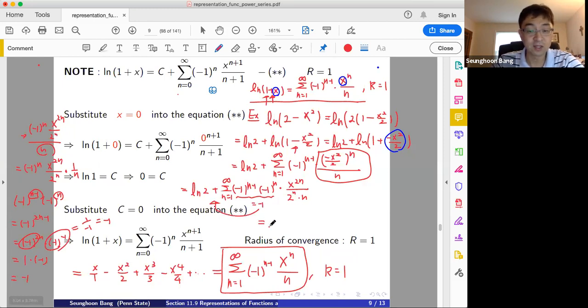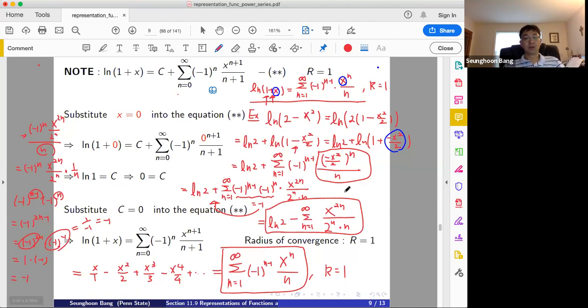The final answer is ln of 2 minus the summation from n equal to 1 to infinity of x to the power 2n over 2 to the power n times n. So that's it. This is the final answer. This is the whole idea, by using the previous result, ln of 1 plus x equals the summation from n equal to 1 to infinity of minus 1 to the power n minus 1 times x to the n over n. It's the whole idea for solving this problem.